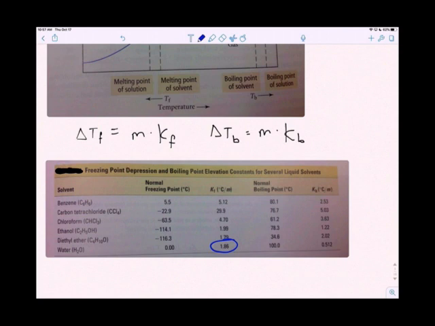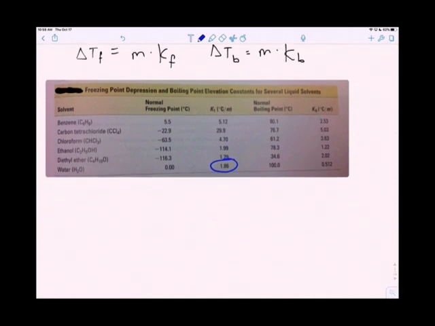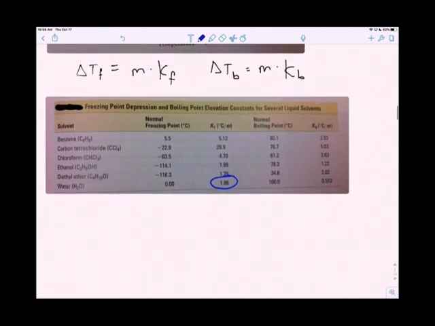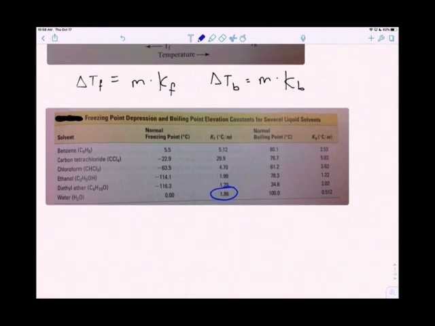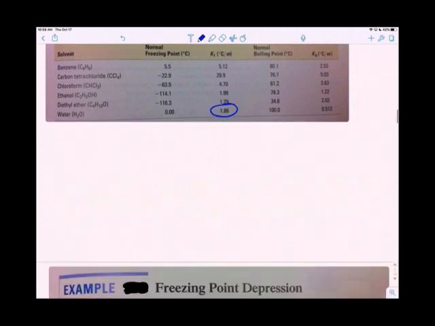And remember, freezing point depression, I'm depressed, I'm down. Freezing point depression makes the freezing point go down. And then elevation, I'm elevated, I'm happy, I'm up, I'm high. Elevation makes it go up. So boiling point elevation, freezing point depression. So if you think about freezing point depression, boiling point elevation goes up.